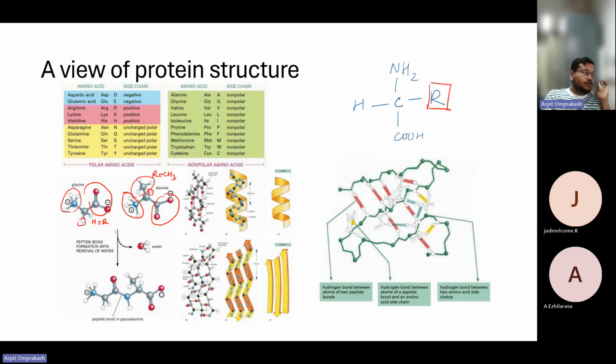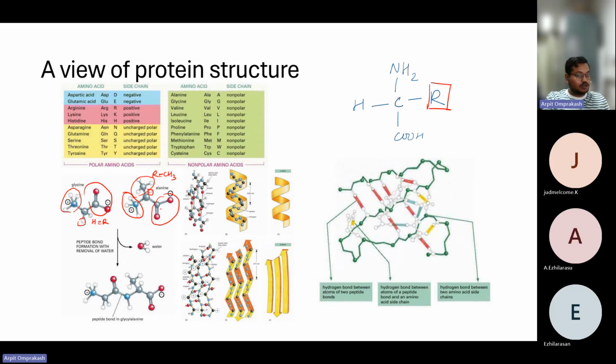Next, what we see here, again, using a dehydration reaction or a synthesis reaction, is that one water molecule is taken out, and we have the formation of a peptide bond between these two amino acids.